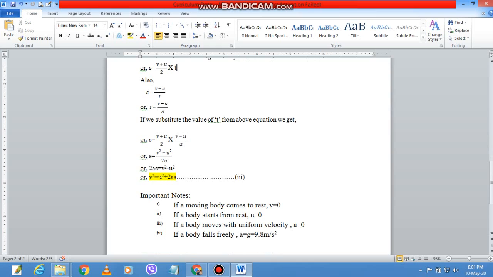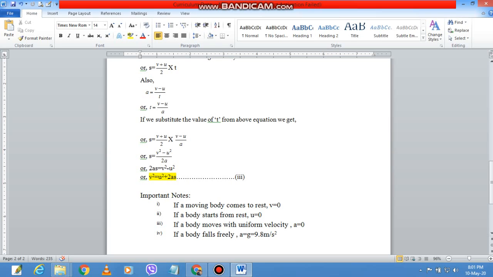Now after proving this, we use all these three equations of motion in solving numerical problems related to moving objects, moving bodies. For that we have to keep in mind some things. If a moving body comes to rest, then the final velocity will be 0, because at the initial phase it's moving, that means it had some velocity, but after some time it comes to rest. Rest means no movement, that is v becomes 0.